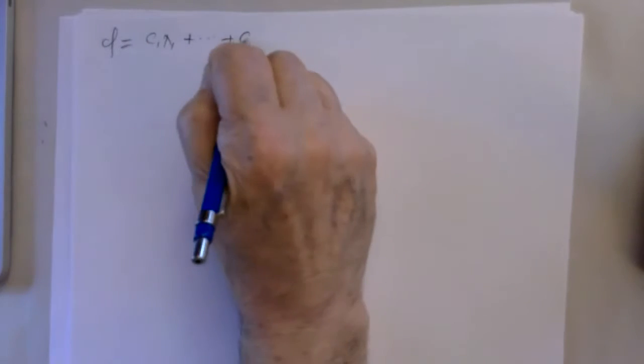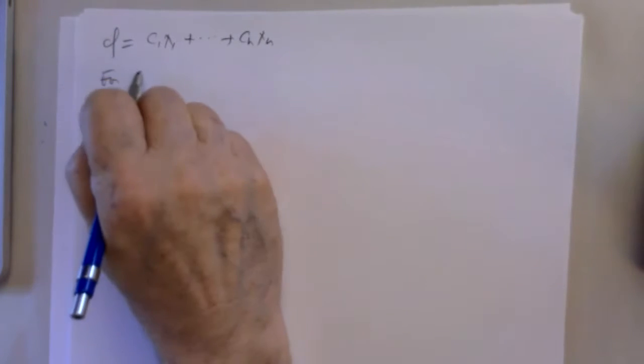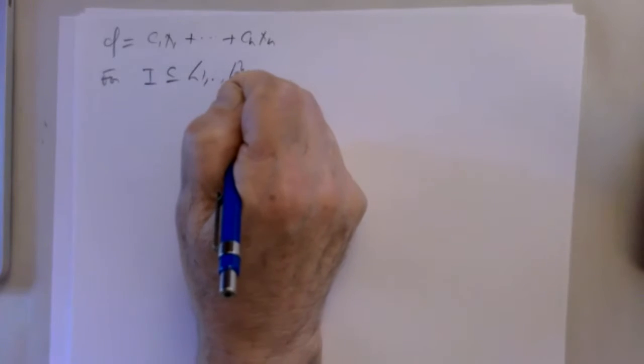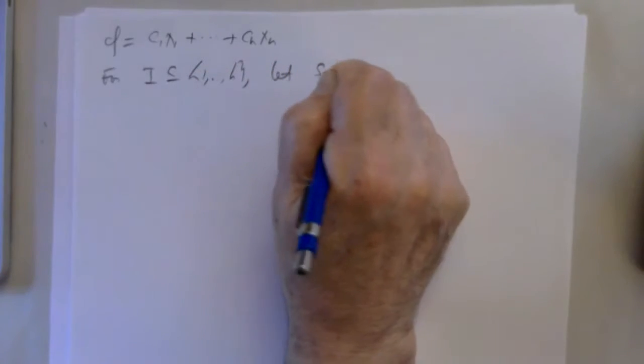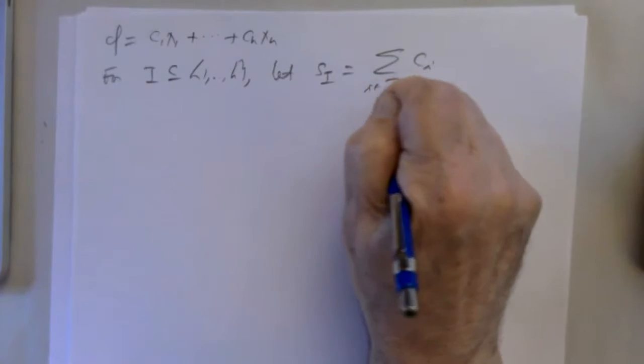Suppose we have this linear form, c_1 x_1 up to c_h x_h, so coefficients in this field F. And for any subset I of 1 up to h, let S_I be the sum of the coefficients c_i for i in I.